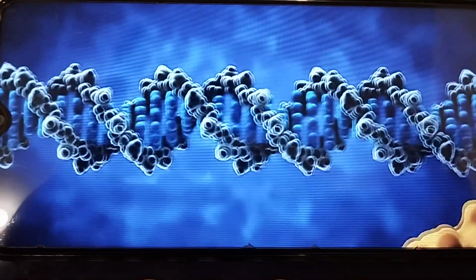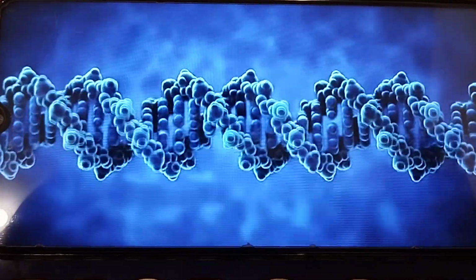This is the DNA double helix, and you've now learned the structural features that influence its function.